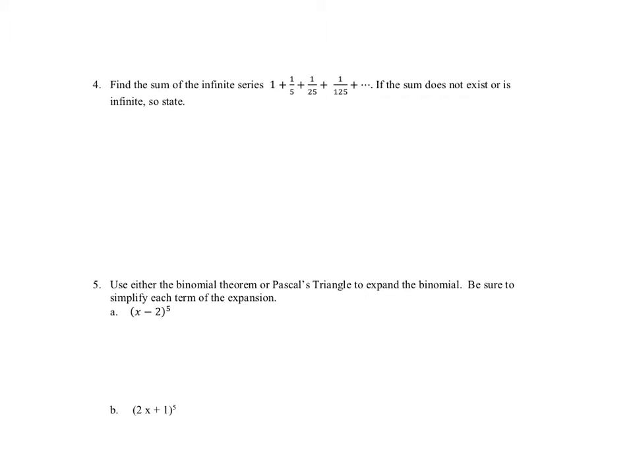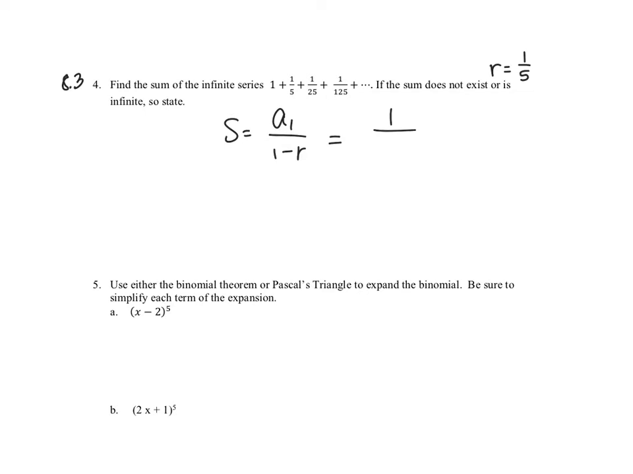Now for question 4, also from 8.3, we're doing this infinite sum. And if you recall, a geometric series only has an infinite sum when r, or the absolute value of r, is less than 1. So we first need to figure out r, and r equals 1/5, which is definitely less than 1. So the infinite sum exists, and the formula for the infinite sum is first term over 1 minus r.